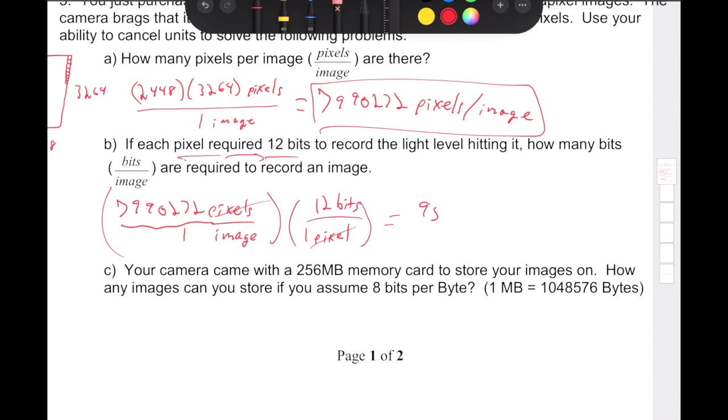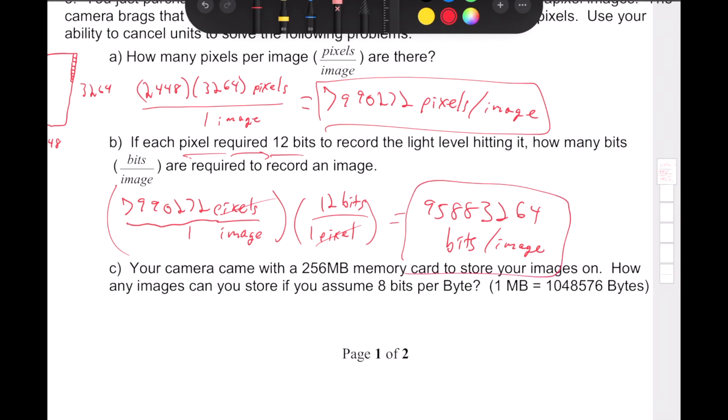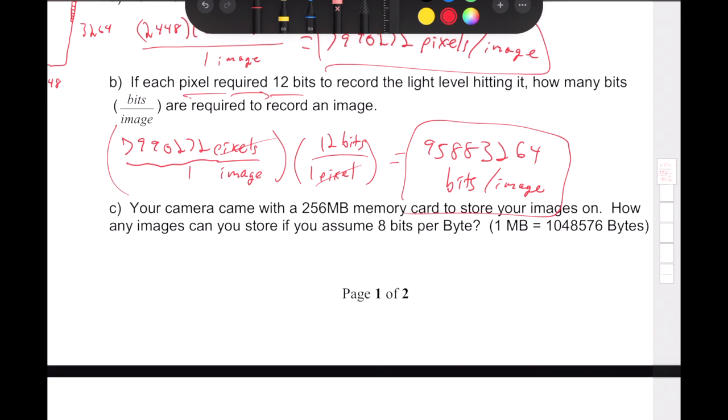And that's 95883264 bits per image. That's basically how big the data is of one picture. Okay. And then it says your camera came with a 256 megabyte memory card. Yikes. Again, small. Like iPhones and Androids and all that have gigabytes of storage. Even on the low end, you're getting like 16 gigabytes. But I digress. Your ancient camera came with this 256 meg memory card.